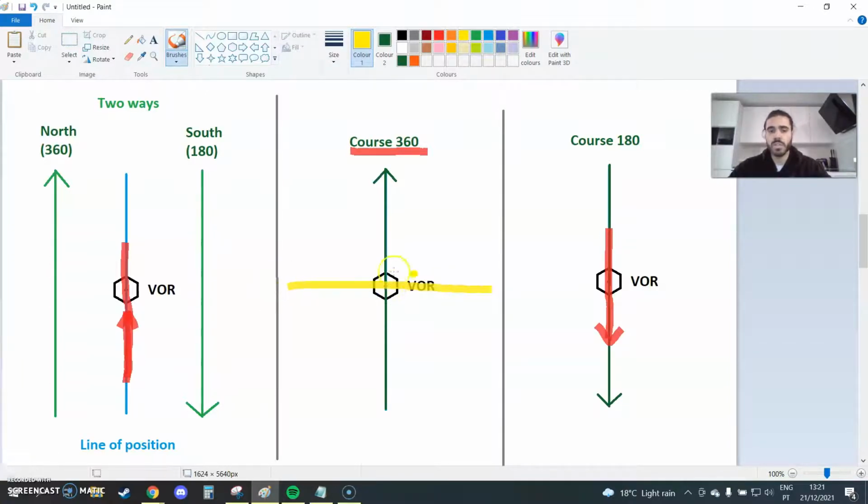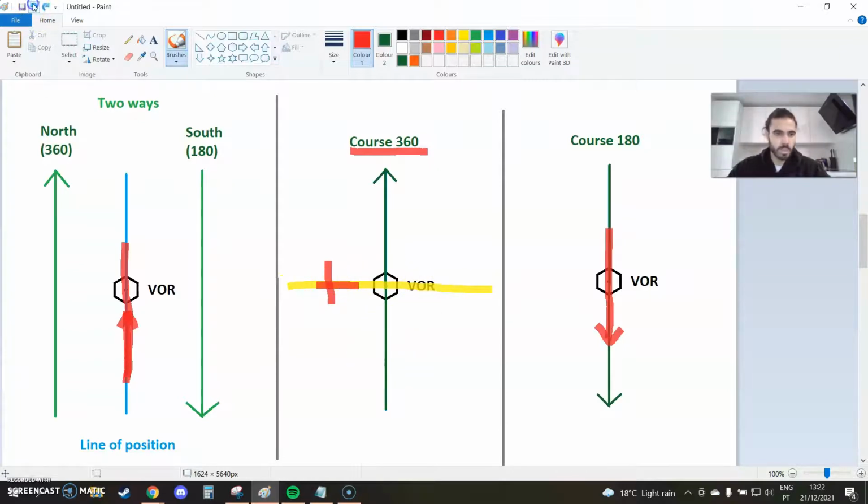the direction east-west. So if I were on top of this line of position going to this side, I would be on course 090. If I'm here following that direction, I'm on course 090. On the contrary, if I'm going this way, I'm on course 270 over this specific line of position.